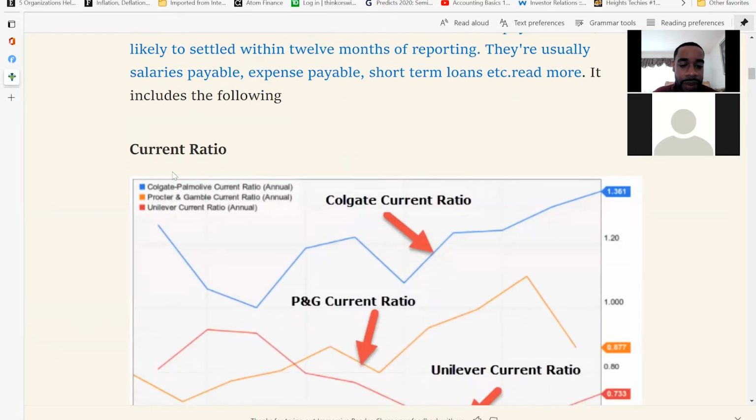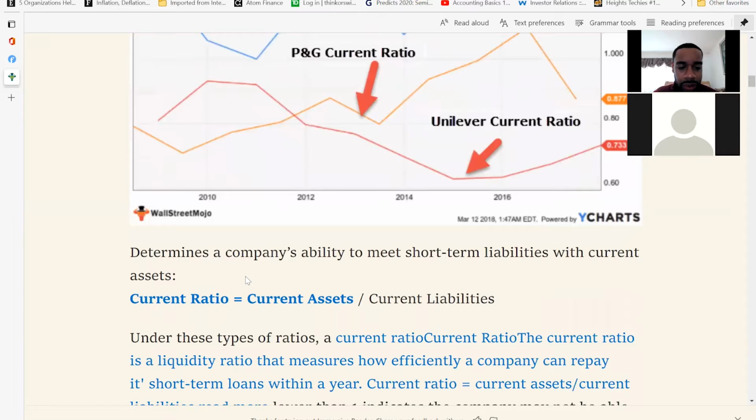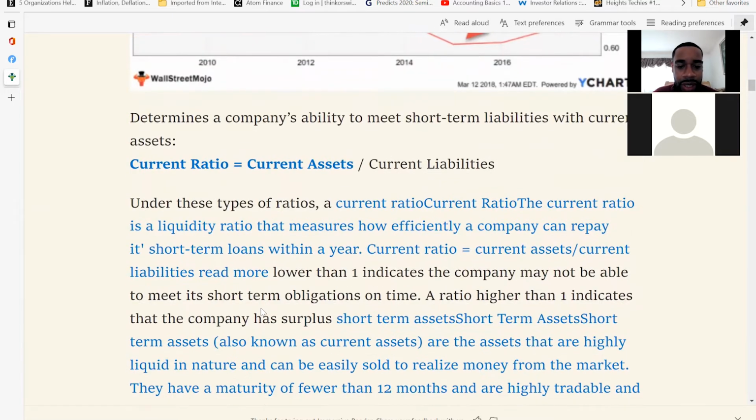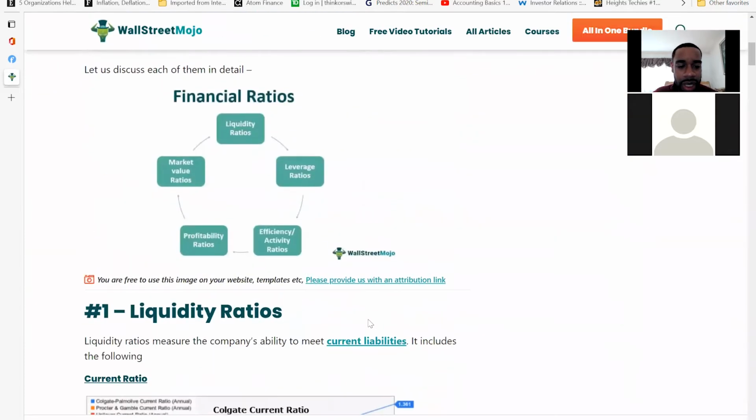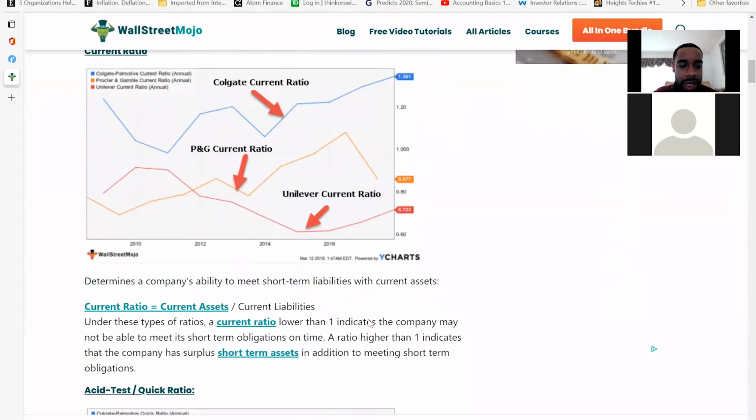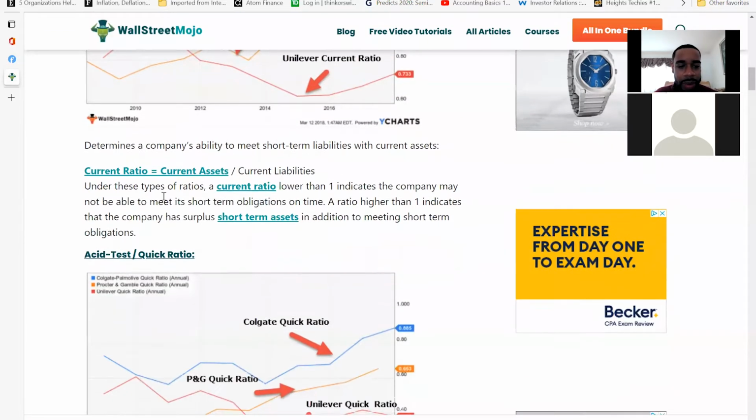So the first one we have is the current ratio. It might be because I'm in this mode that it's messing this thing up. Let's see. Okay, yeah, that's what it is. Okay, so I'm going to keep it like this.